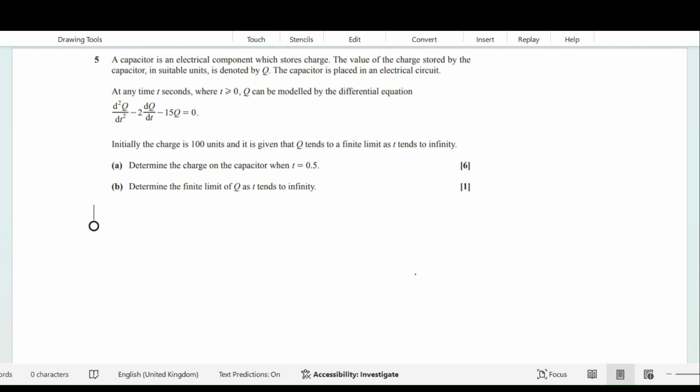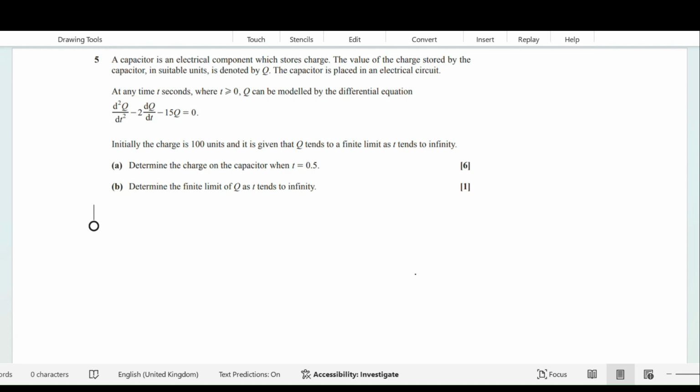So I'm just going to go through this question. Pretty interesting one, and it's applied to capacitors. It's probably even more interesting if you study physics. So it says a capacitor is an electrical component which stores charge. The value of the charge stored by the capacitor is denoted by Q. It's placed in an electrical circuit. At any time t seconds where t is greater than or equal to 0, Q can be modeled by the differential equation given.